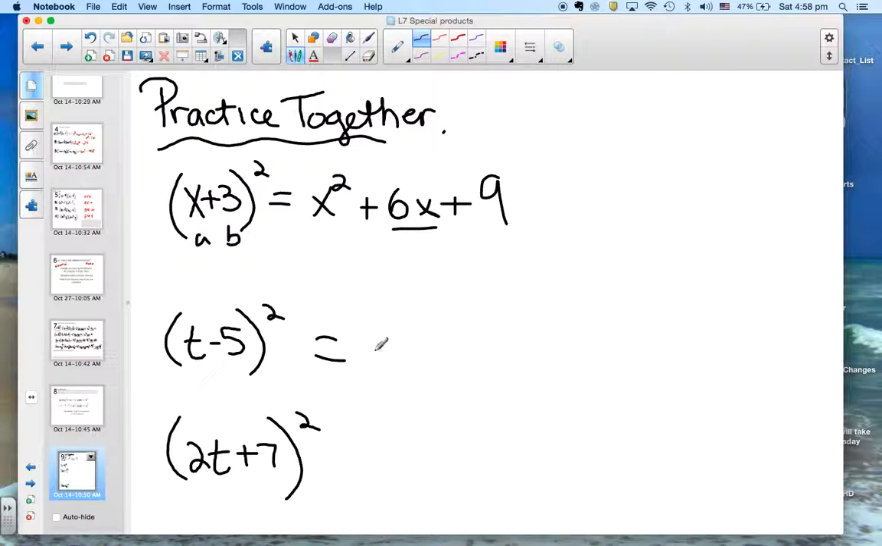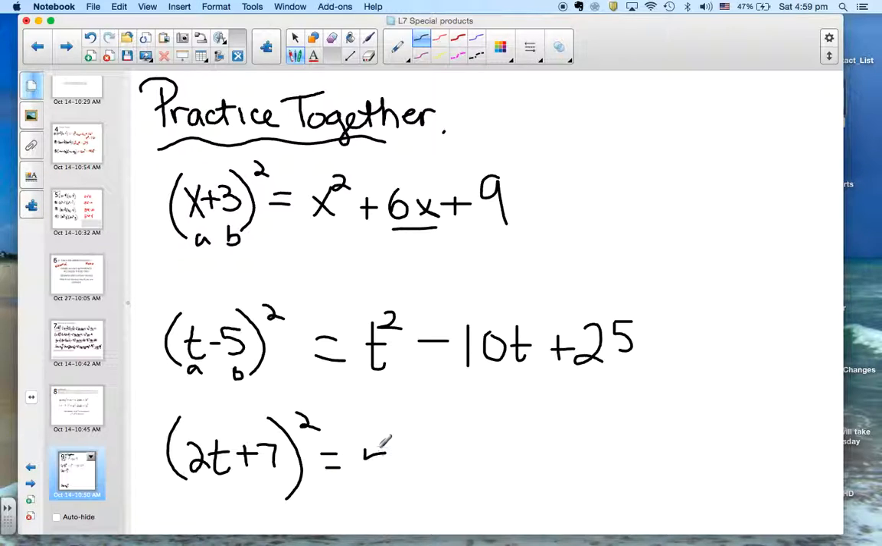It's a lot easier to do this if we think of this as a and this is b and just double it. In the second equation, I'm going to have t squared at the front. And then, if I multiply a times b, I get negative 5t. When I double that, it becomes minus 10t. And in the end, when I do 5 times 5, I'm going to get positive 25. So it's important to remember that with the subtraction, your last term is positive because you're squaring a negative.